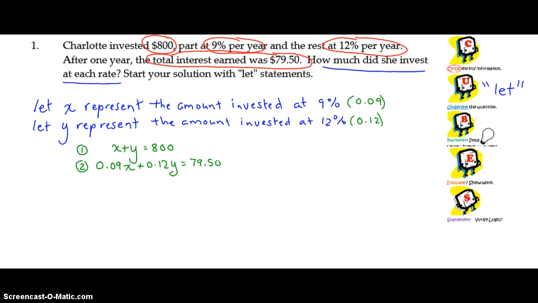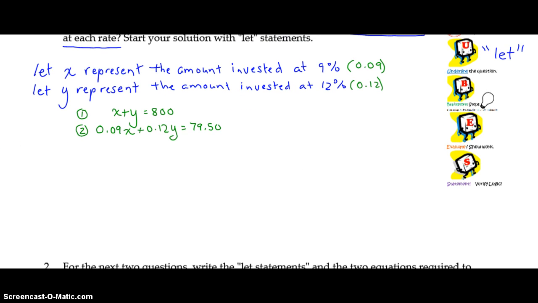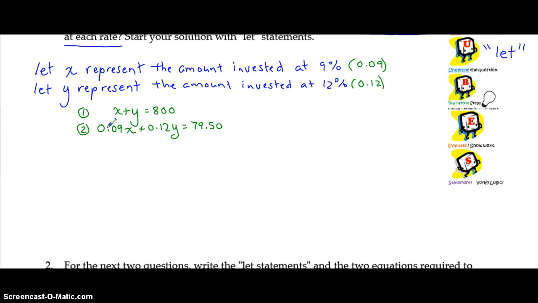The evaluate stage, now we're going to decide whether we're going to use either substitution or elimination. Some people typically prefer elimination to solve these problems, but with the decimals, some people also decide that they may want to use substitution. They're both set up nicely for elimination because they both have the x and y on the left side and the constant term on the right side. So we're going to solve this problem using elimination, and what we will do is eliminate the x's.